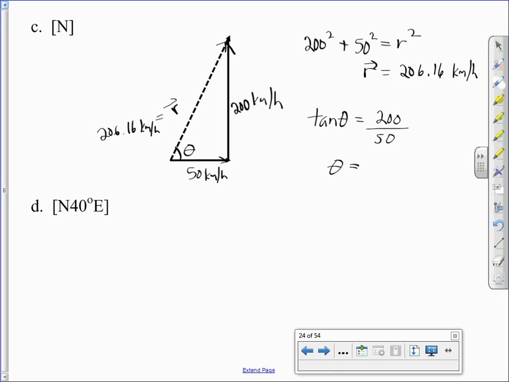And I got 76 degrees. Make sure your calculator is on degrees if you're not getting that same answer. We'll round to the nearest degree. We will not worry about going to any decimal places.